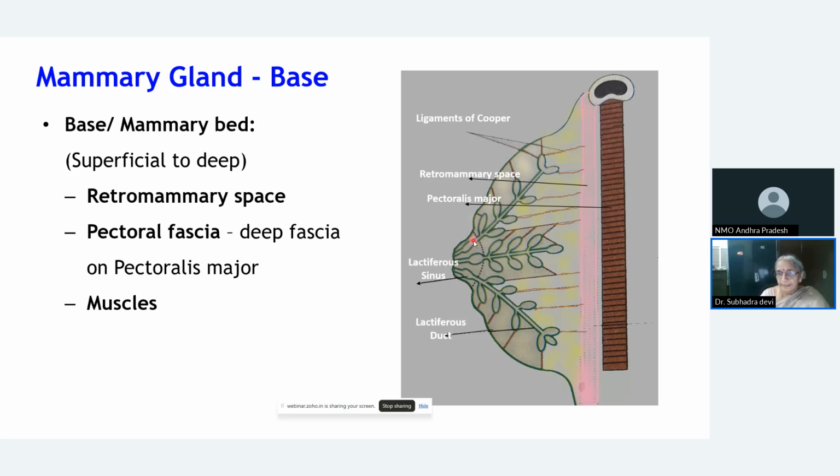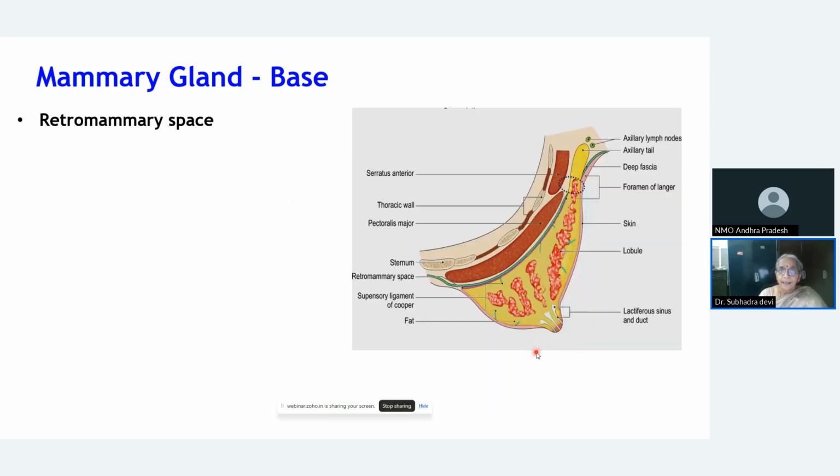So you can see the components of the gland at the nipple. You are seeing the lactiferous sinus openings are there. Then the lactiferous ducts, the alveoli you are seeing. This type of picture also you should practice. Then what is the base?